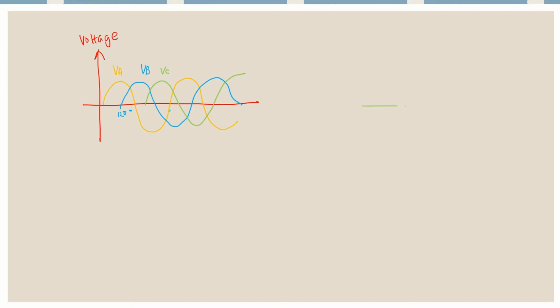So if I want to draw the phasor diagram, this is the phasor diagram. It's called a phasor diagram. So if I say this is VA, that is VB, that is VC. So you can see that in the balanced load, they are 120 degrees displaced. This just applies for a balanced load.